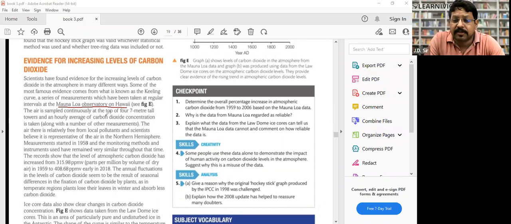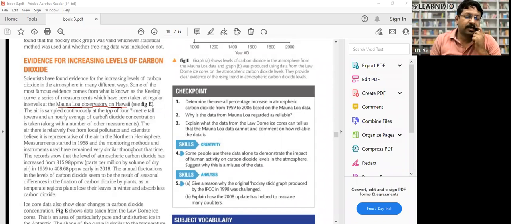Let's see, if I take the sample in Delhi, right, then the rest of the area of this country has a very low concentration of carbon dioxide, but Delhi is highly polluted, right? So I won't be able to take the actual sample. To take the actual sample, I have to move somewhere else. In the same way, Mauna Loa Observatory is on Hawaii Island. There is no local pollution over there, right?